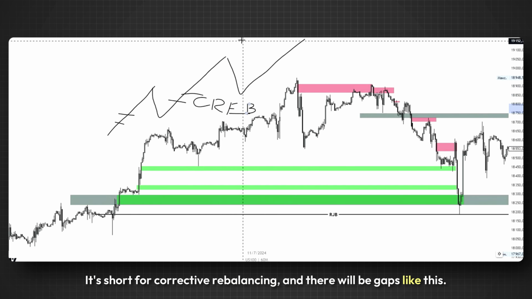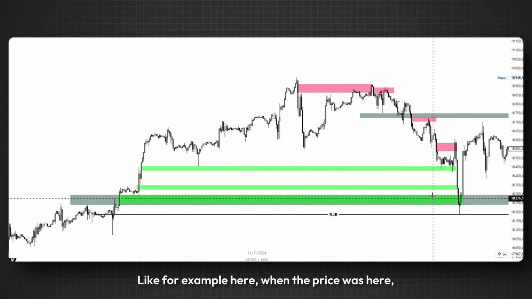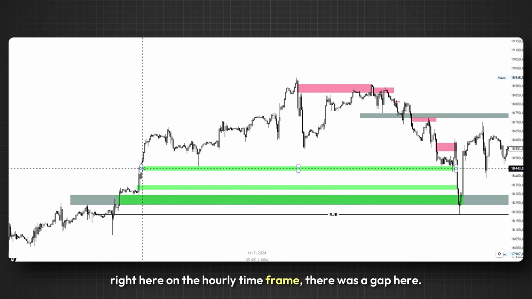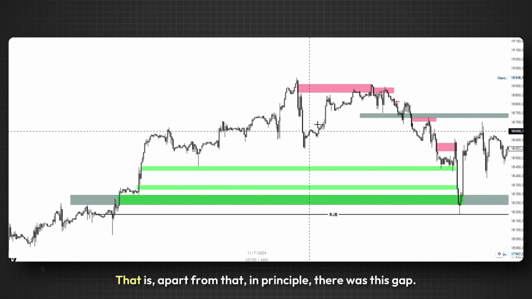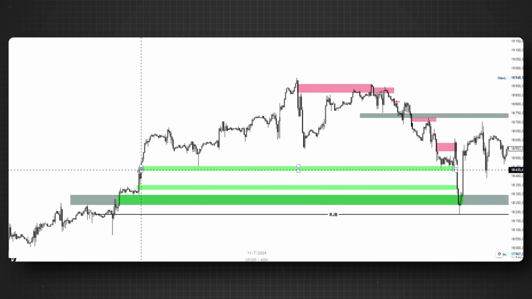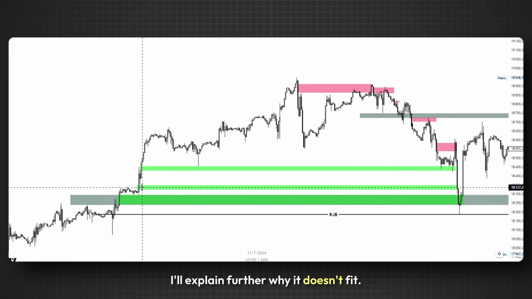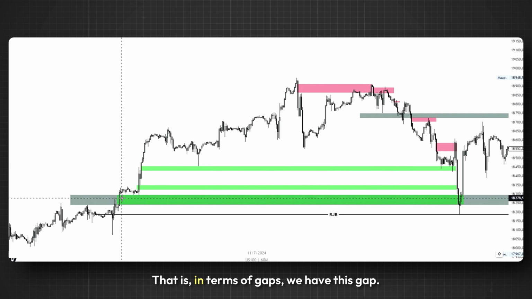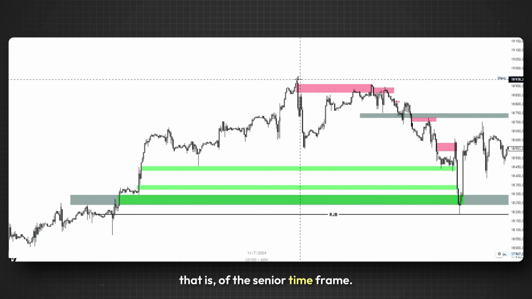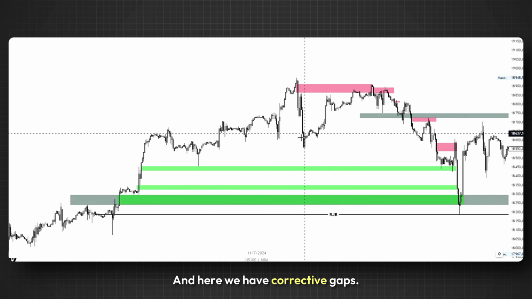And there will be gaps like this. Like, for example, here, when the price was here. Right here on the hourly time frame, there was a gap here. That is, apart from that, in principle, there was this gap. I'll explain further why it doesn't fit. That is, in terms of gaps, we have this gap. This gap is the final one, which is in the gap of the strategic matrix. That is, of the senior time frame. And here we have corrective gaps.